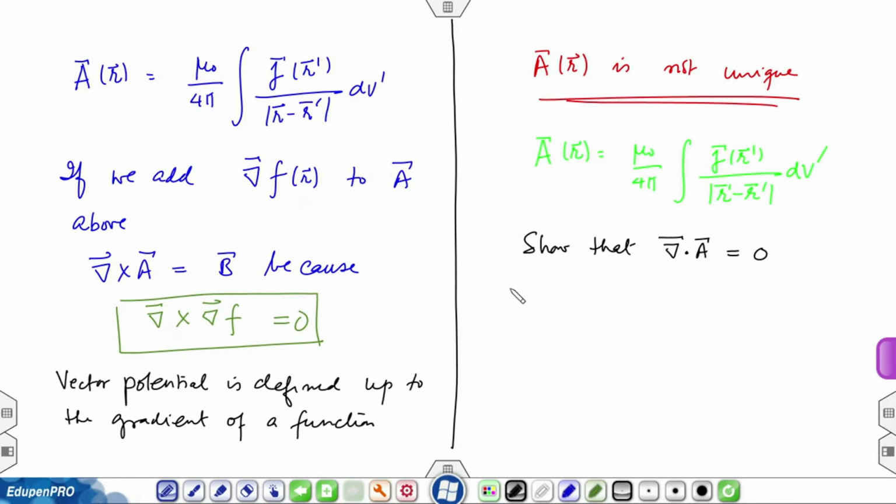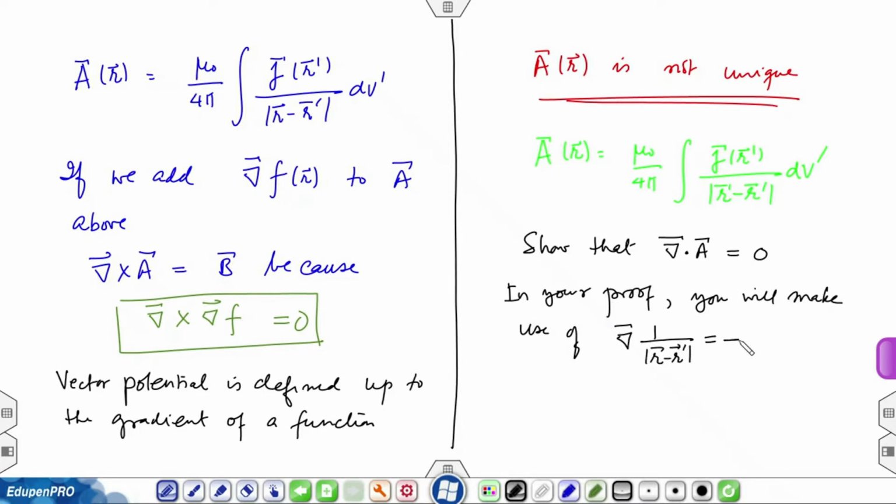To show this in your proof, you will make use of the fact that gradient of 1 over |r minus r prime| is equal to negative of gradient with respect to the primed variable of 1 over |r minus r prime|. So, I am leaving this as an exercise for you.